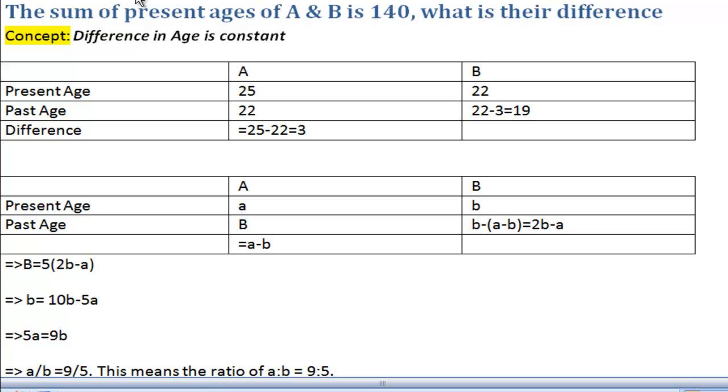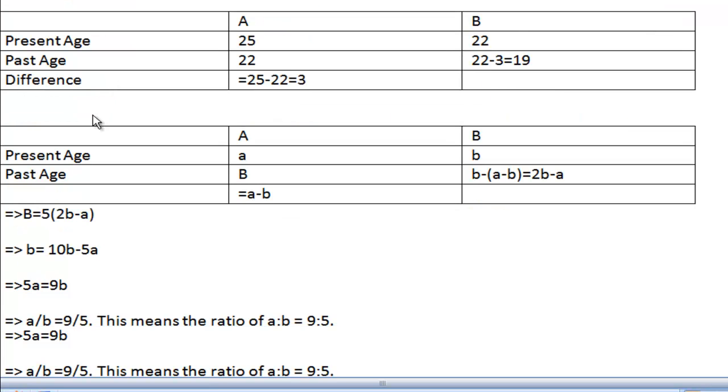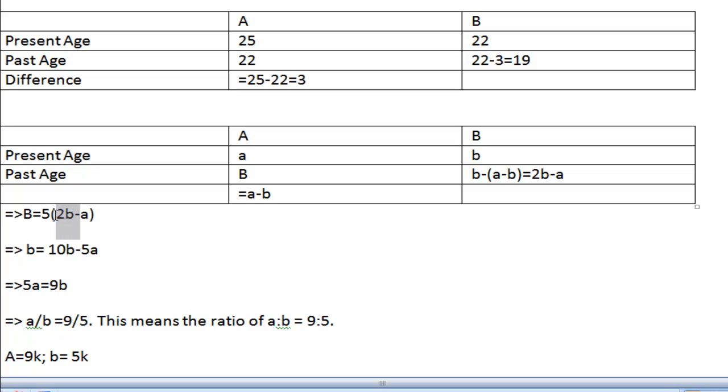So "I was 5 times" is interpreted as B being the age of A when A was B years old, and 5 times being 5 times that of the age of B that I've calculated when A is B years old to be 2B minus A. So I have this equation solved as B is equal to 10B minus 5A, 5A is equal to 9B, and A by B is equal to 9 by 5.